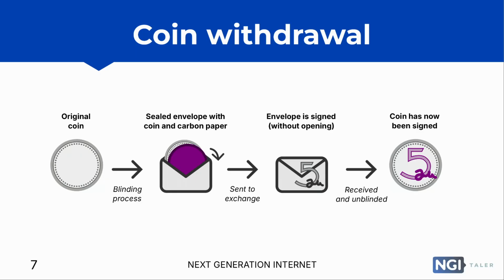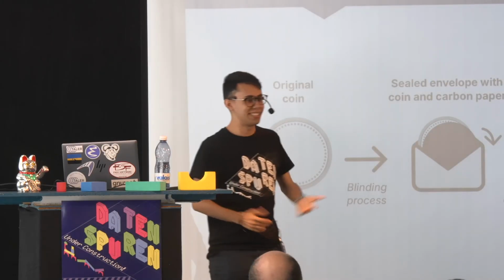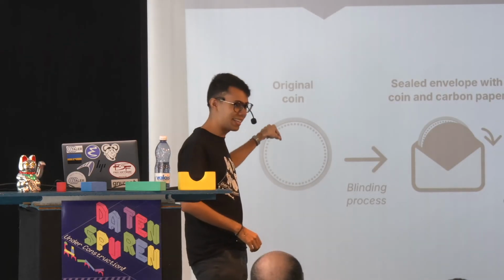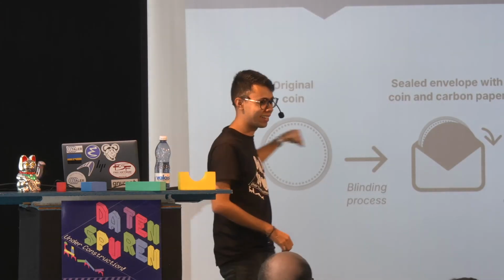It will put it in the envelope, carbon paper, seal it, and then I send it to the exchange, and then the exchange will stamp the five and the signature, and it will send it back to me. So now I can just open the envelope, and it's already stamped. But here the thing is that the exchange doesn't know which coin exactly was the one signing.